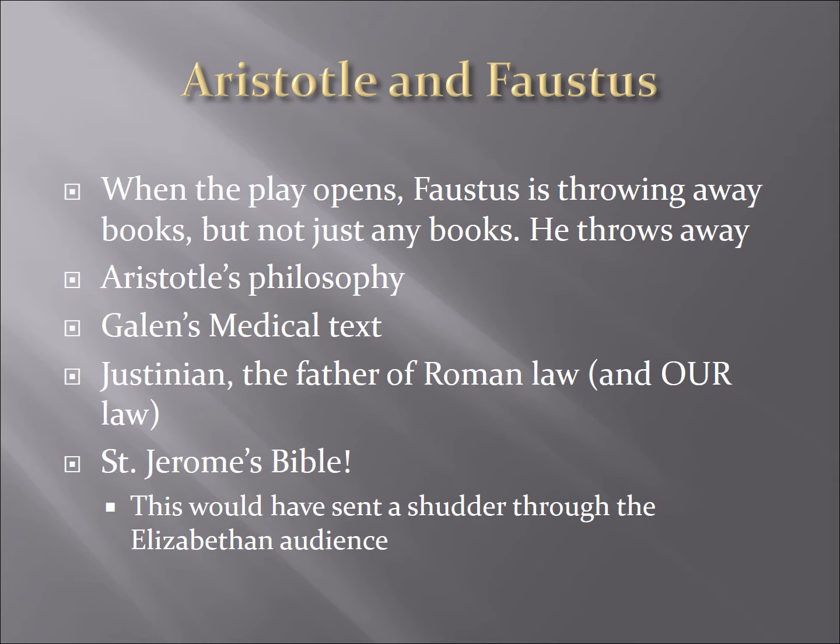Then he throws away Justinian. Justinian is considered the father of Roman law and, by extension, of our law. Again, this is significant. Finally, he throws away St. Jerome's Bible, St. Jerome's translation of the Holy Scriptures. This would have sent a shudder through the Elizabethan audience. They would have felt like this was blasphemy for sure.